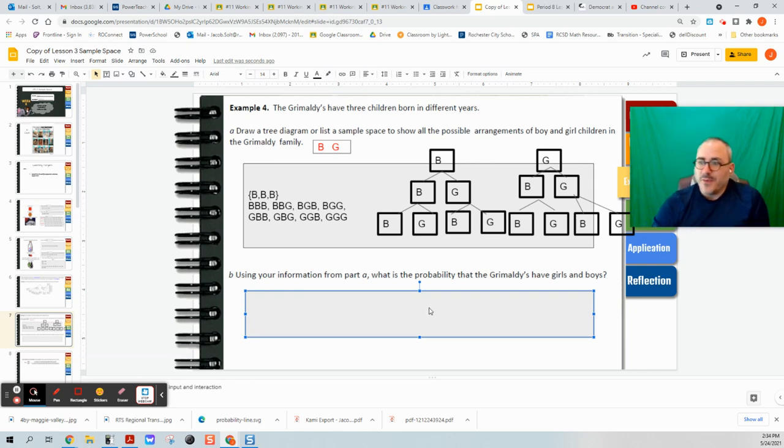Using the information from Part A, what is the probability that the Grimaldis have girls and boys? So this kind of question is saying, what is the probability that they will have a combination of children where there is at least one boy and at least one girl? Think about that. Pause the video here.